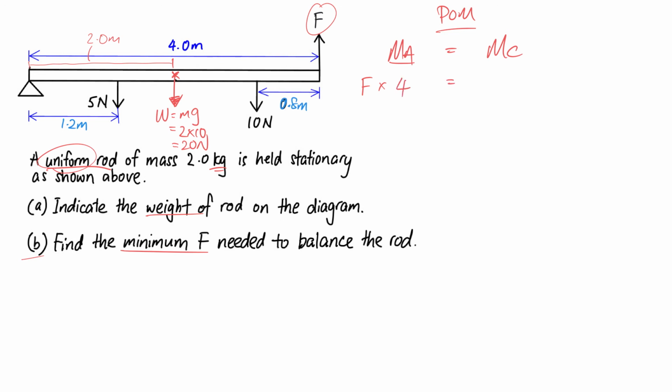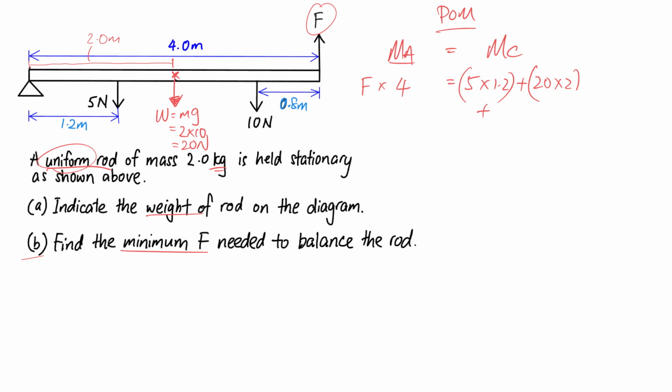And for clockwise, let's do it one by one. So let's start with the 5 Newton times the perpendicular distance. This is the line of action of the 5 Newton, perpendicular distance to the pivot. So the distance will be 1.2. So it's plus because it's a sum. You have to sum all individual moments together. So the next one will be the 20 Newton, the weight of the rod here. The line of action is here. The perpendicular distance is from the line of action of the 20 Newton to the pivot. So this will be 2 meters times 20.